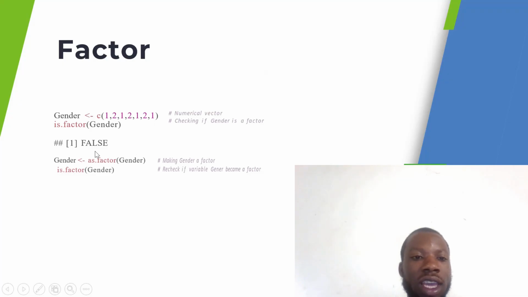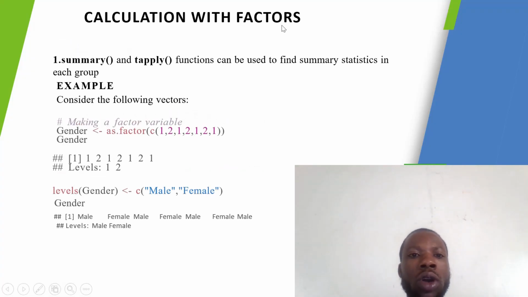But I can also use factor or as.factor. So if I say gender equals as.factor, and then I put gender, I'm making gender a factor. Once I check this again, I'm going to get true, because it is now a factor. So you can also make calculations with a factor.